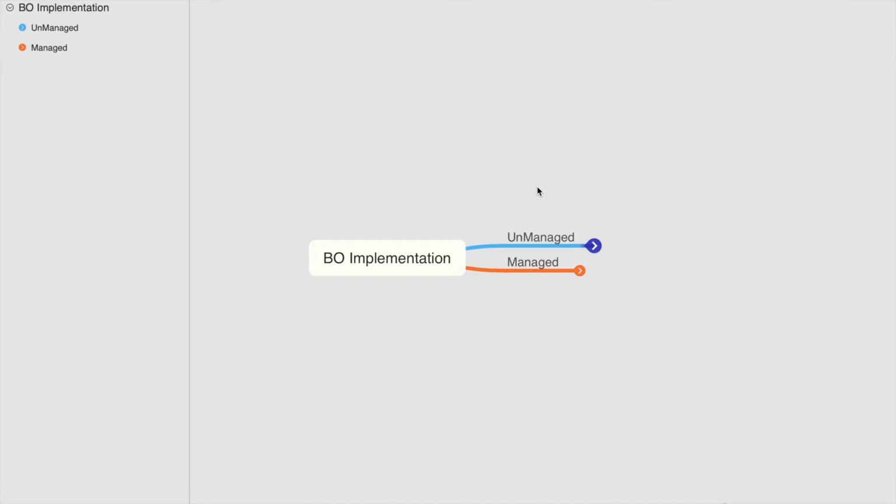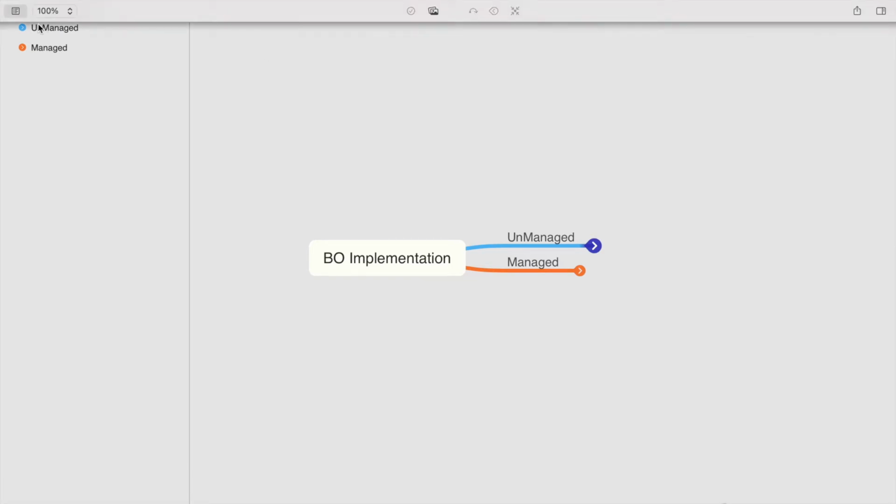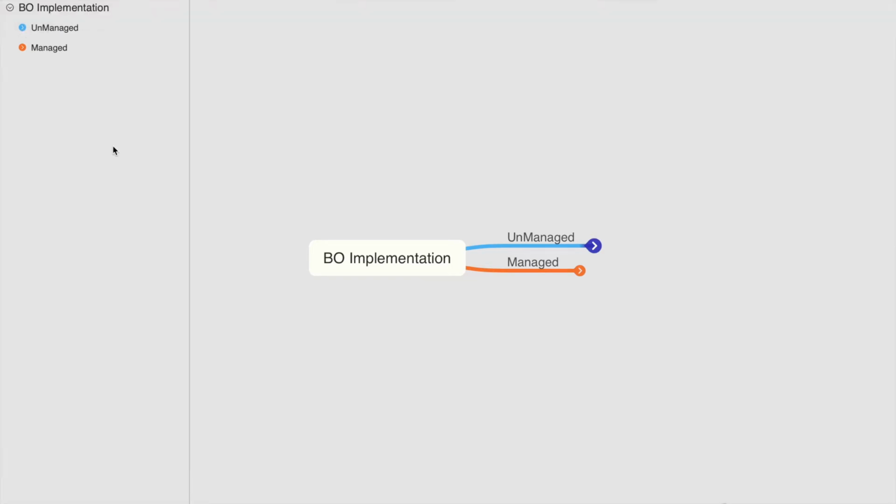Basically, business object implementation provides two scenarios: one is unmanaged and the other is managed. When you are creating a new project, the first step is to decide whether you go for unmanaged or managed. So let's talk about the unmanaged scenario first.